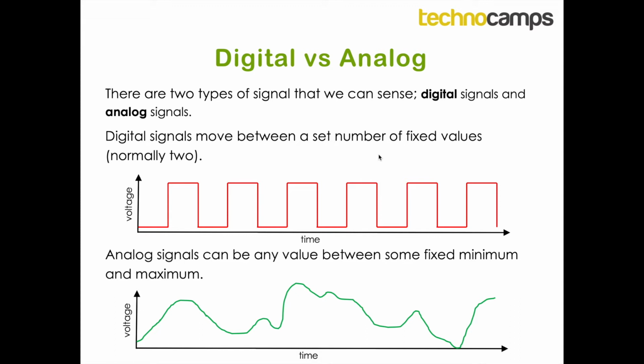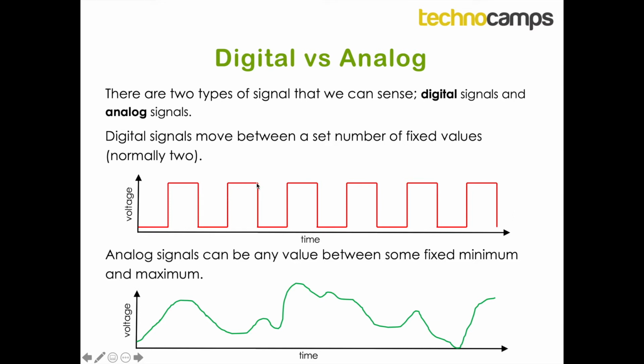So what are they? A digital signal moves between a set number of fixed values. This is normally 2 different values. So down here I have a graph that shows voltage on the y-axis and time on the x-axis. As we go further along, we are going further along in time. This red line shows a digital signal. So you can see that it only has 2 different levels. It either has this one down here or this one up here, and it moves instantly between the two.